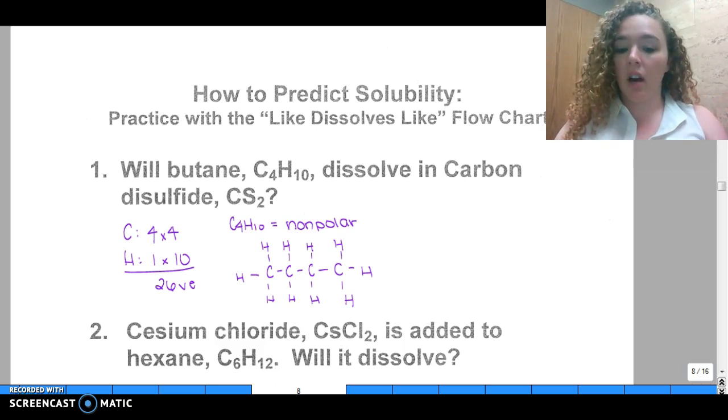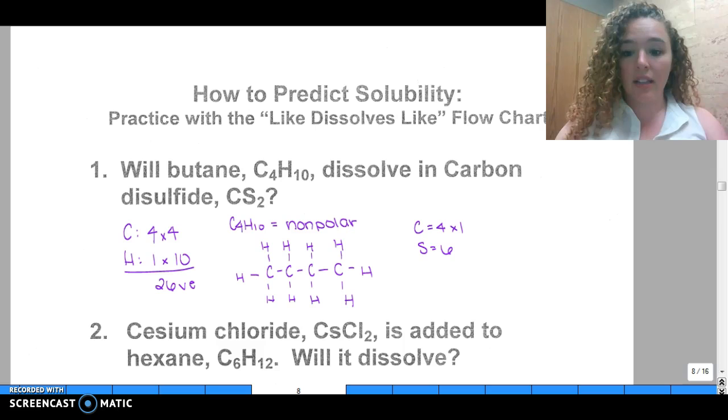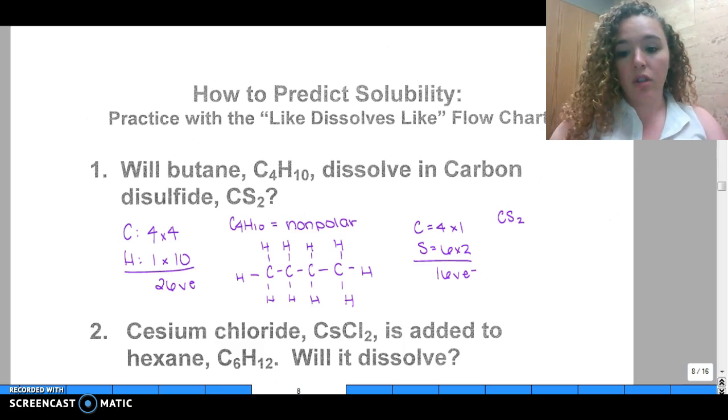Then we have to take a look at carbon disulfide as well. Again, carbon has 4 valence electrons, and there's 1 of those this time. And sulfur has 6 valence electrons, and there are 2 of those. So the total is going to be 16 valence electrons. Our structure for CS2 is going to look like this.